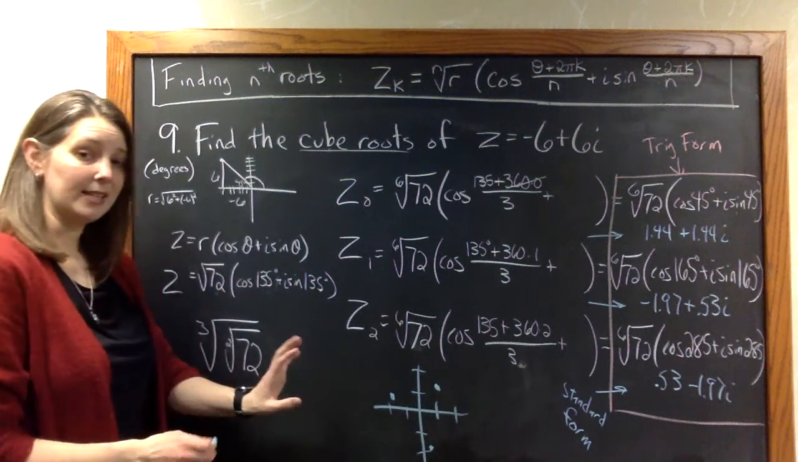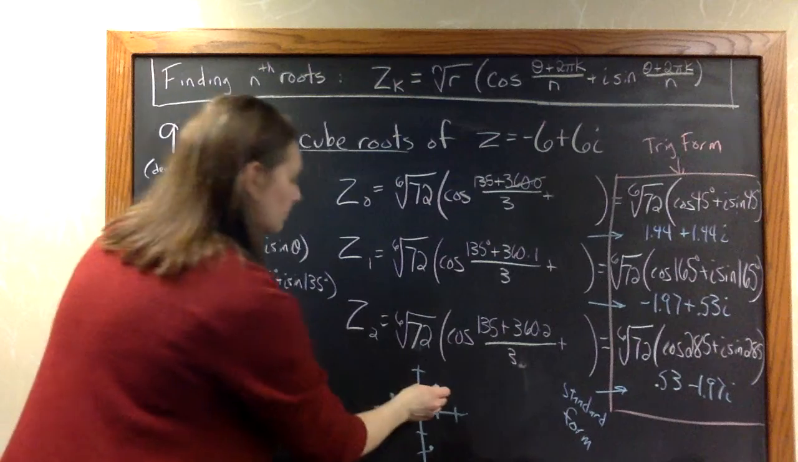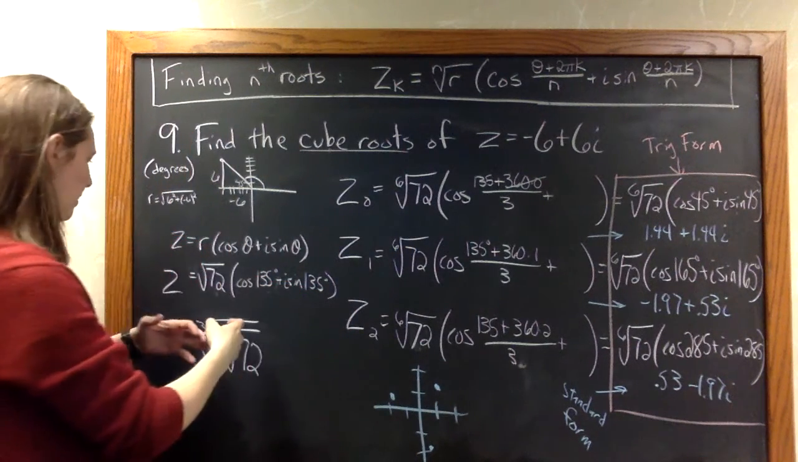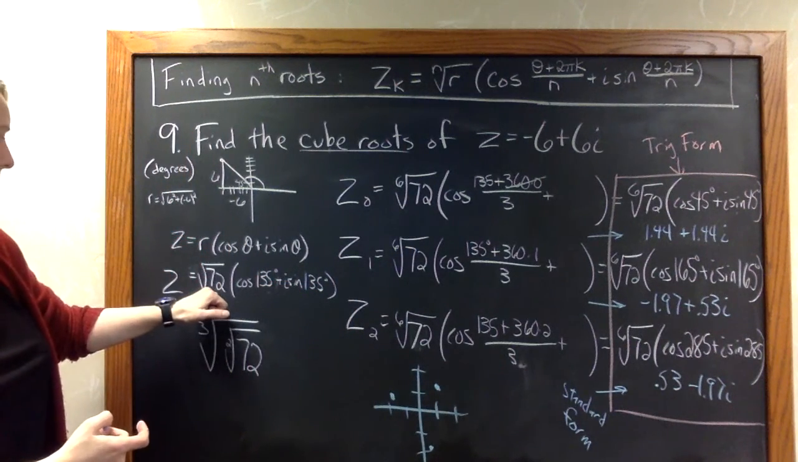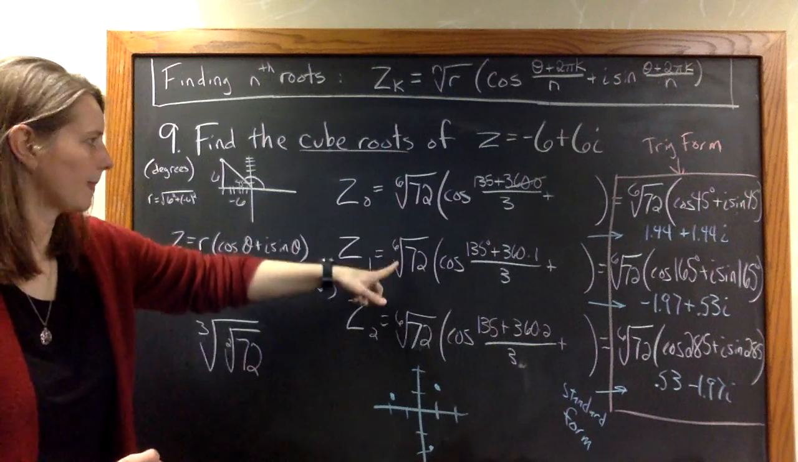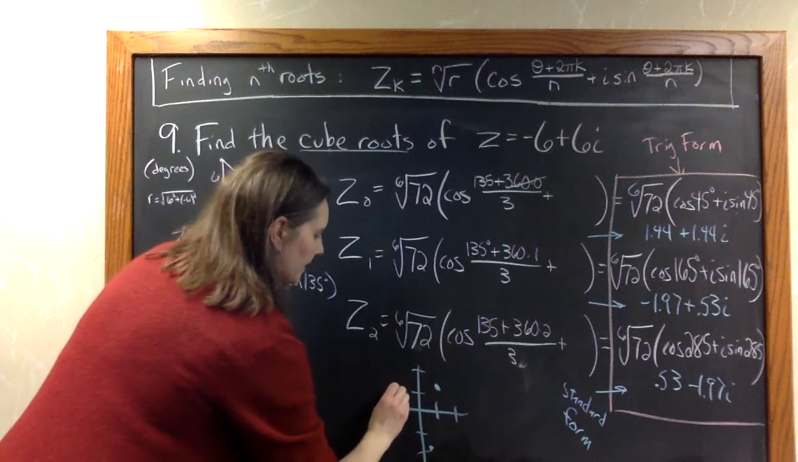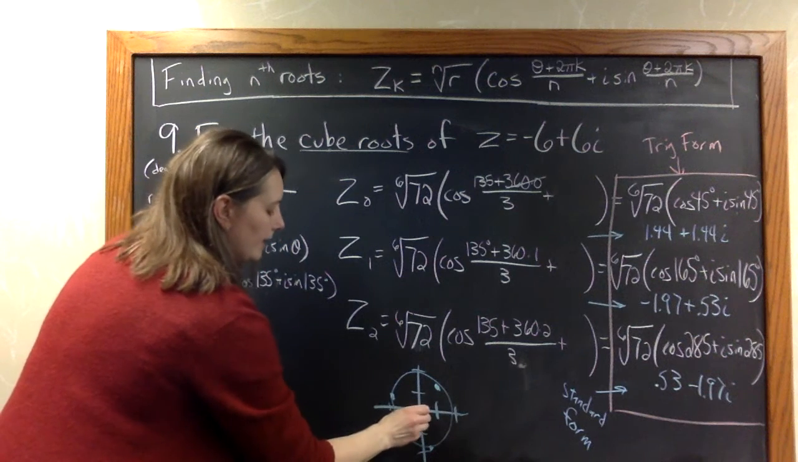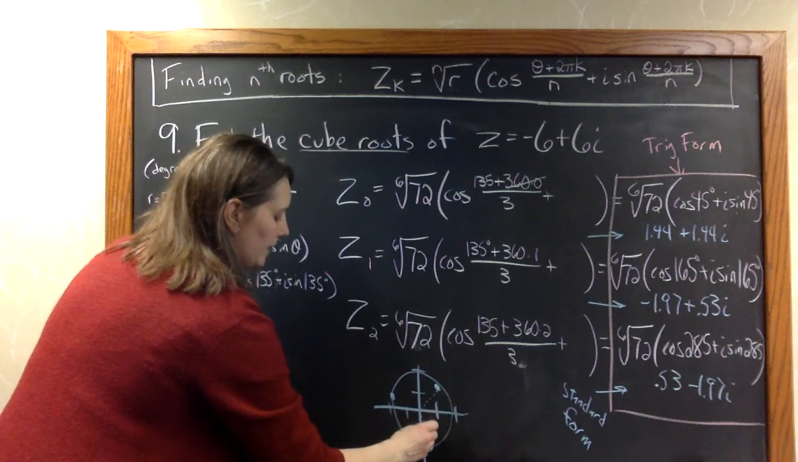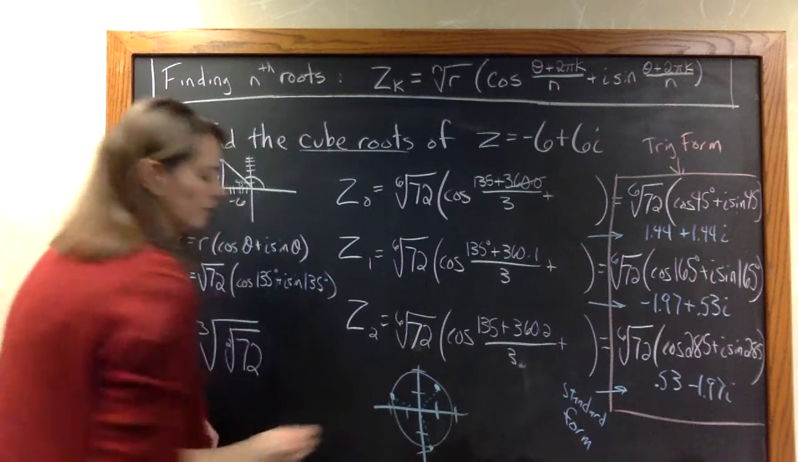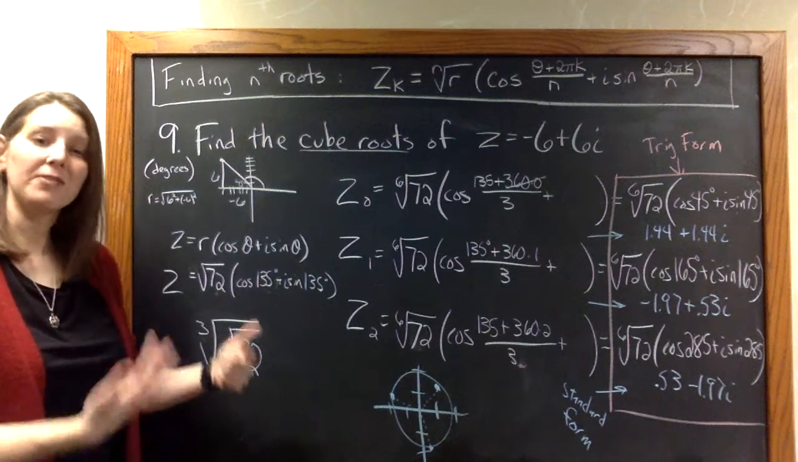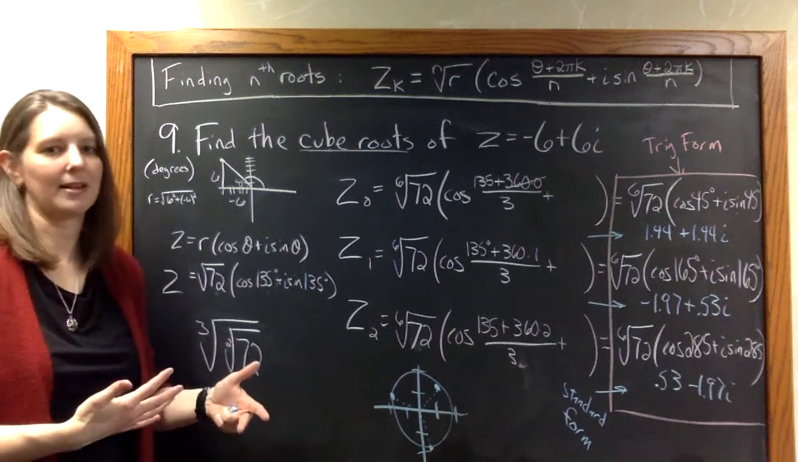And like I said, these are all going to be on a circle with a radius of r. Where's r? Radius of r. This number, sorry. Which I'm not exactly sure what that number is, but there it is. And then they are going to be evenly spaced. So I think that looks pretty good. Nice and evenly spaced around that circle. Okay. We will do one more of these. Hopefully you're catching on to the pattern and how this works.